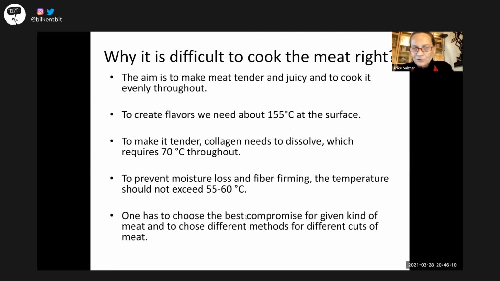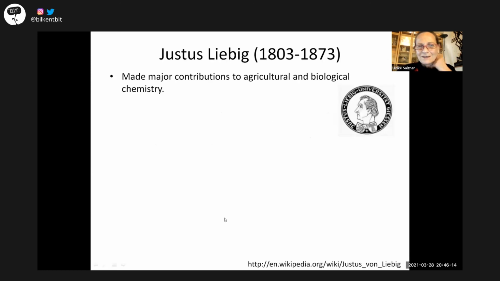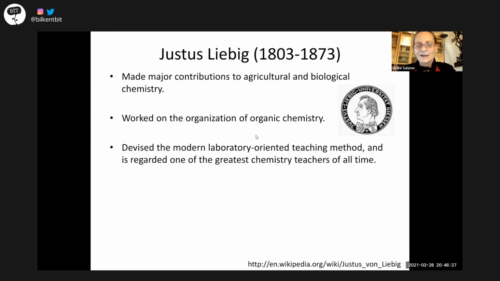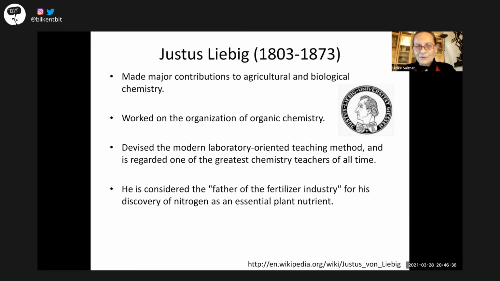And we also have to choose a good meat. So I'm showing you another thing. Justus Liebig, in the 1800s, was a famous organic chemist. He made lots of contributions to biology and agricultural chemistry. He organized organic chemistry and invented the organic chemistry lab. He was a great chemistry teacher and so on. And he was also very much involved in food.